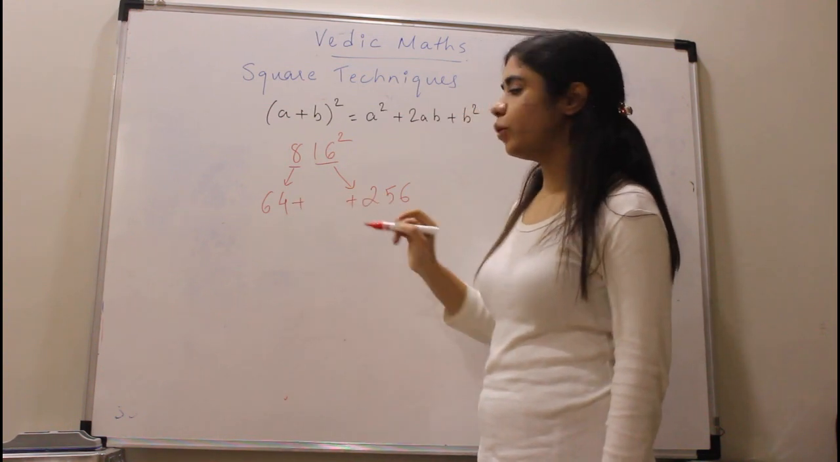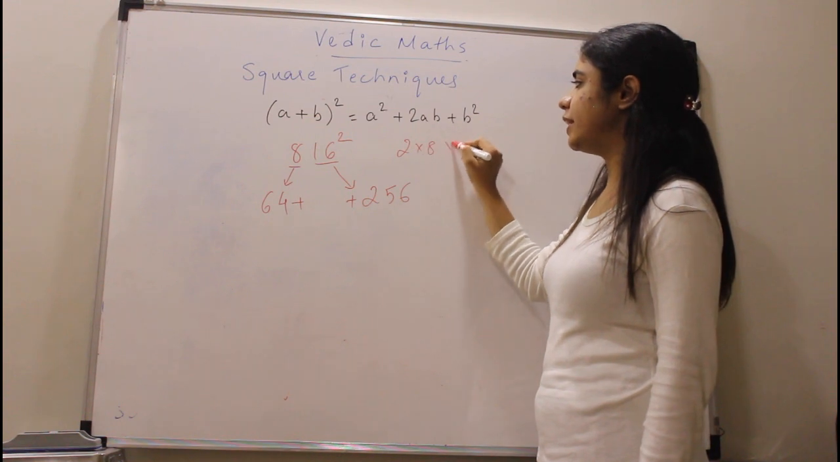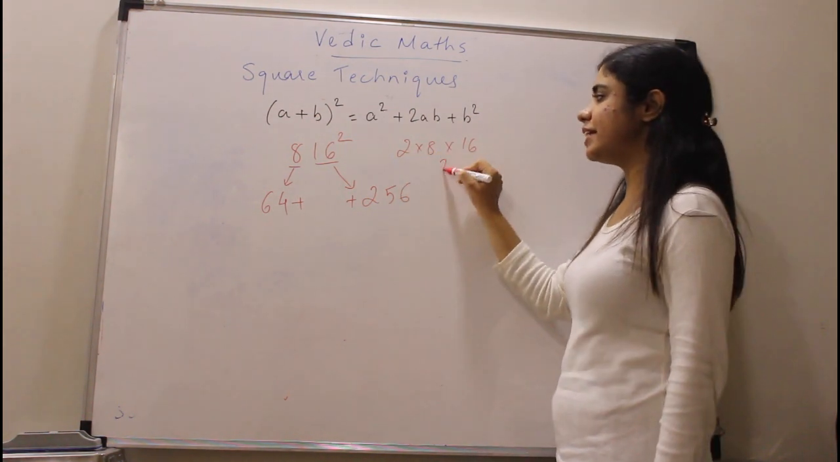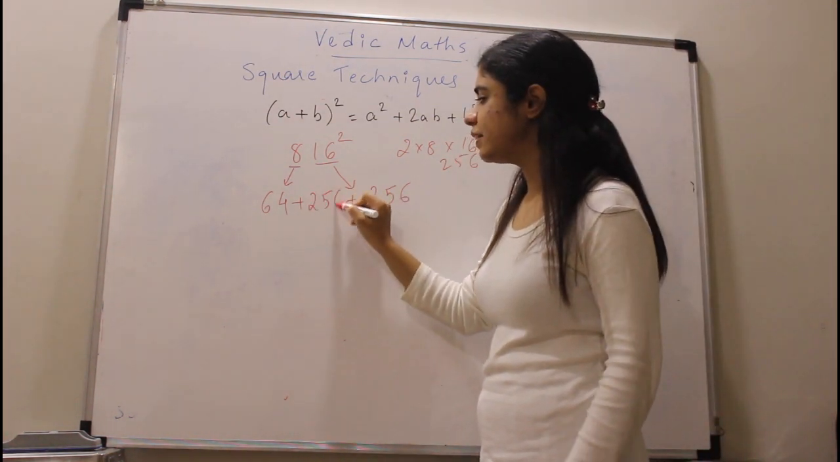Plus बीच में you're going to have 2AB. So that will be 2 into 8 into 16. 2 into 8 is 16. 16 into 16 is 256. So I'm going to write 256 here.